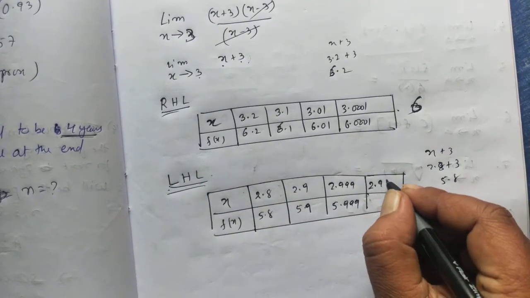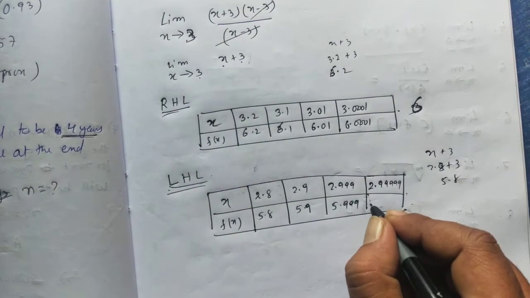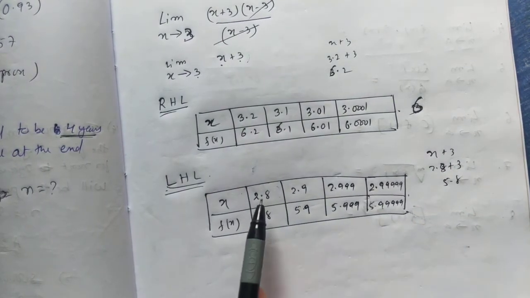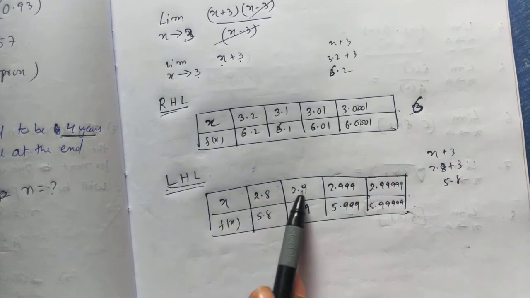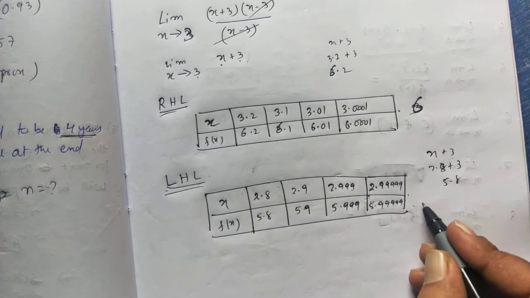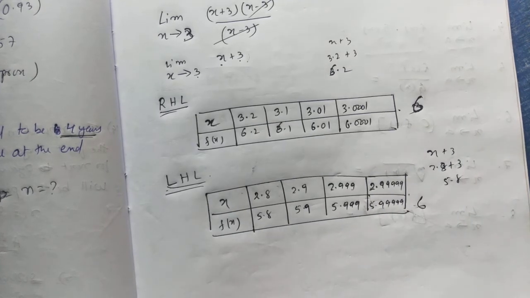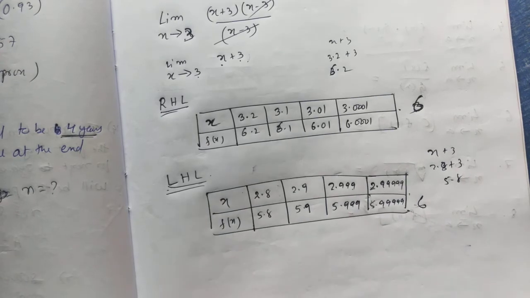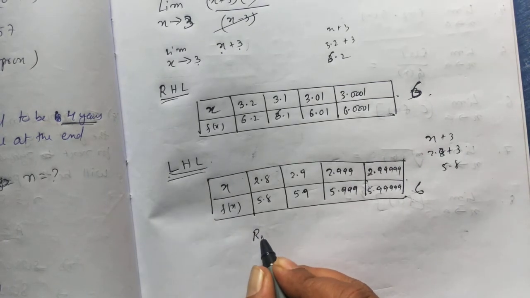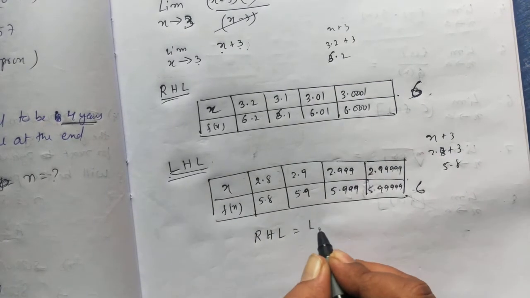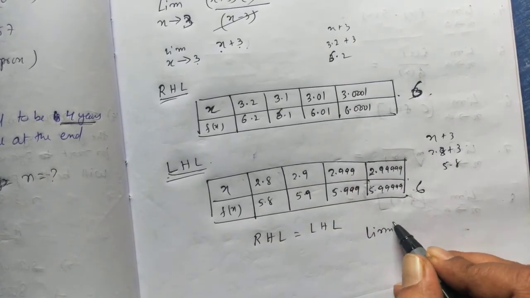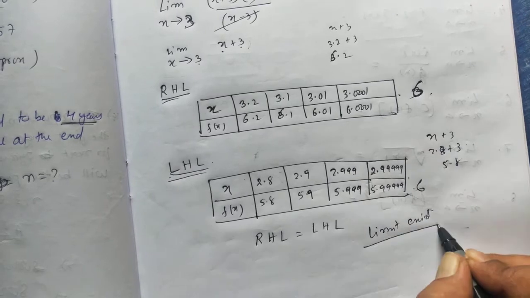If I take 2.99999, this will become 5.99999. So we can say that as the value of x is reaching 3, 2.99 is approximately 3, the value is also reaching 6. 5.999 is equivalent to 6. So we can say that the value is 6. So the right hand limit and left hand limit are equal. That means the limit exists, and we can find the value.